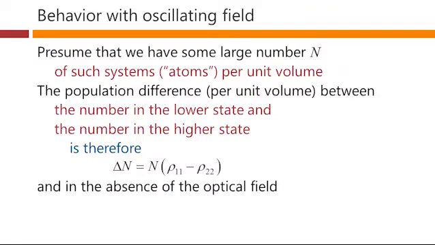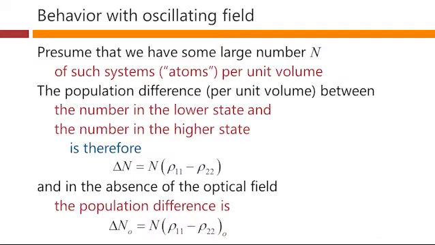And in the absence of the optical field, the population difference is just this one. This would be the equilibrium value. This might be a steady state value, but this would be what we'd call the equilibrium value once we turned off the driving field and left the system for a long time.